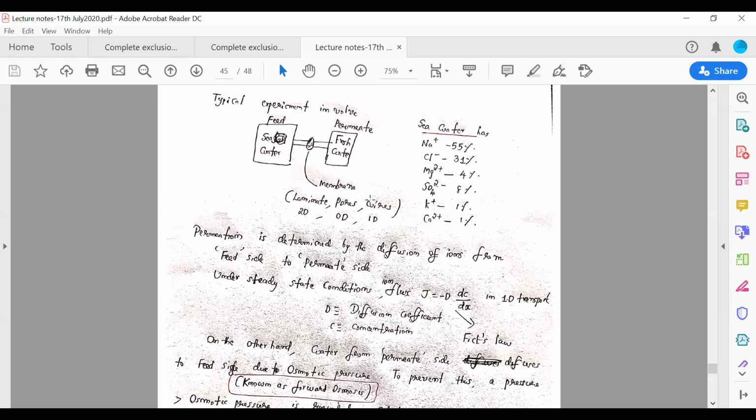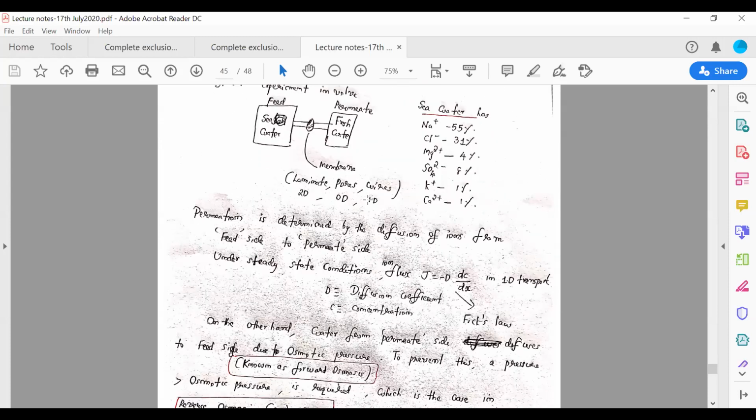But the problem is, because of osmotic pressure, the water from this side actually goes to mix with the sea water. This is known as the osmotic process, osmosis.